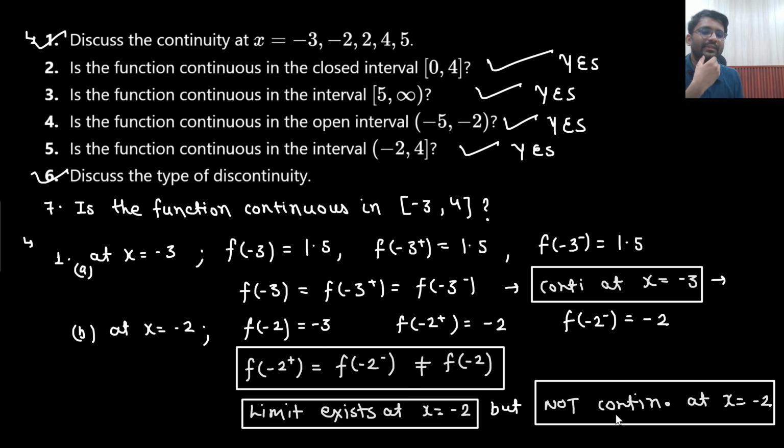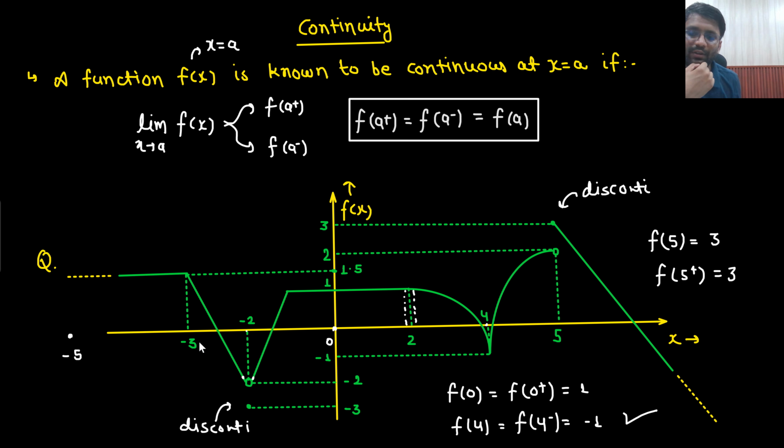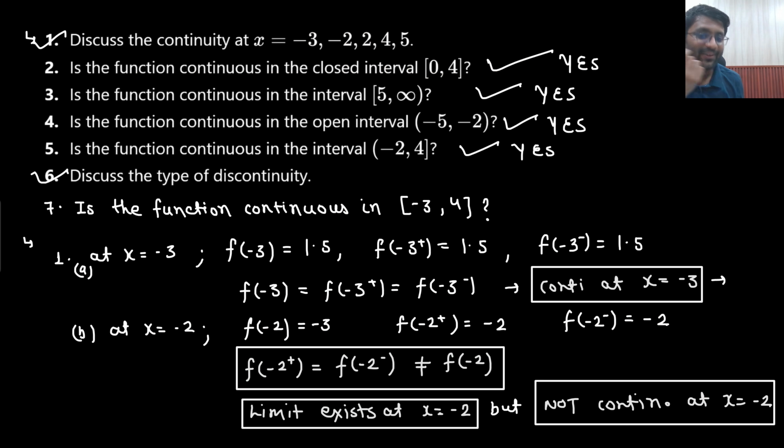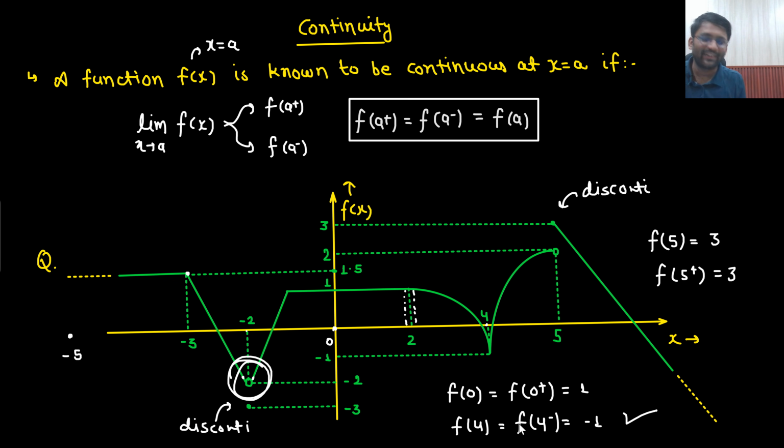What about between -3 to 4? This is -3 and this is 4. What will people do? They will say that, sir, at -3 it is continuous, at 4 it is continuous. That means, sir, the answer is yes. But you need to check the in-between values as well, no? You forgot the in-between values. It is discontinuous at -2, no?